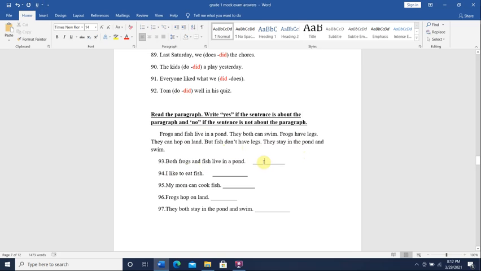Does this detail belong to the paragraph? Yes. I like to eat fish. Does this sentence belong to the paragraph? No. So we write no.